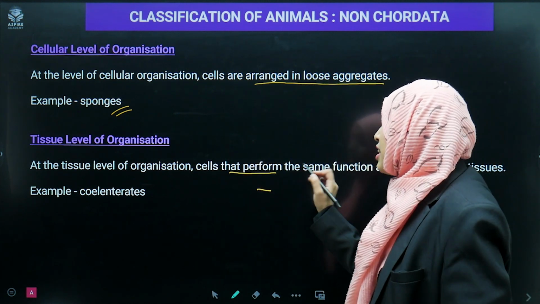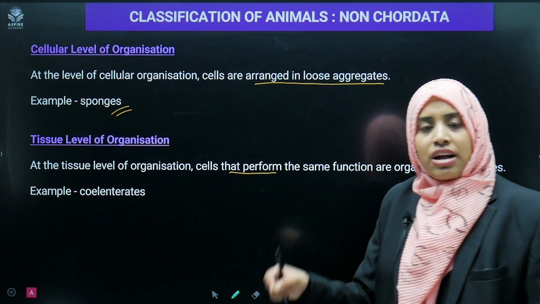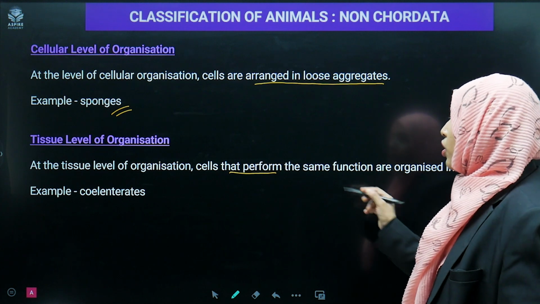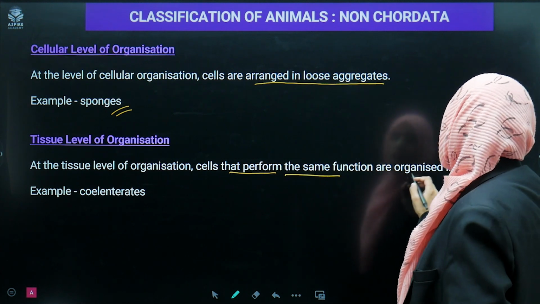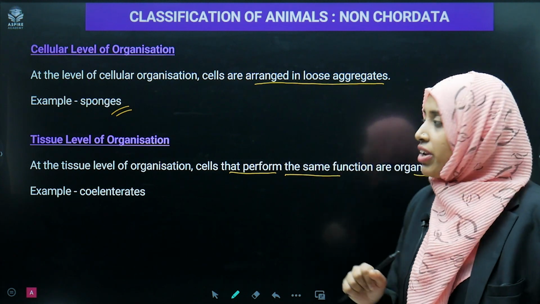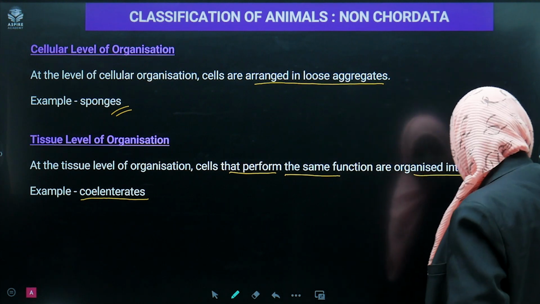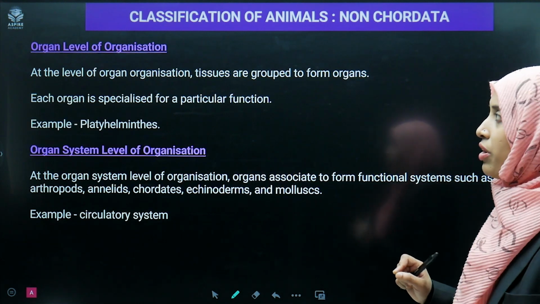The cells that perform the same function. So we know what is tissue. A group of cells that have a similar function, that perform the same function, are organized into tissue. So tissue level of organization is where we can see coelenterates. Okay, in coelenterates we can easily see this tissue level.